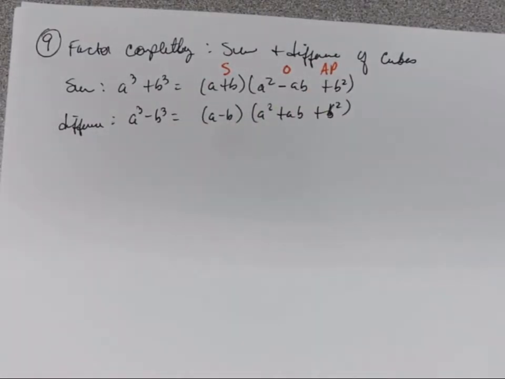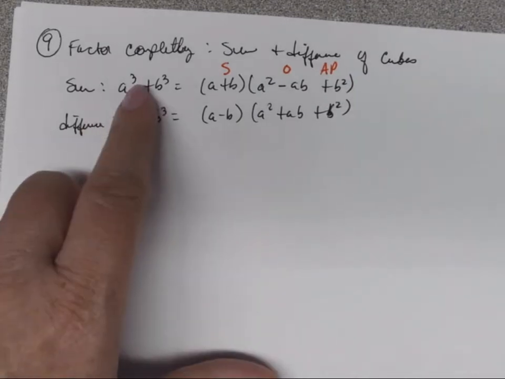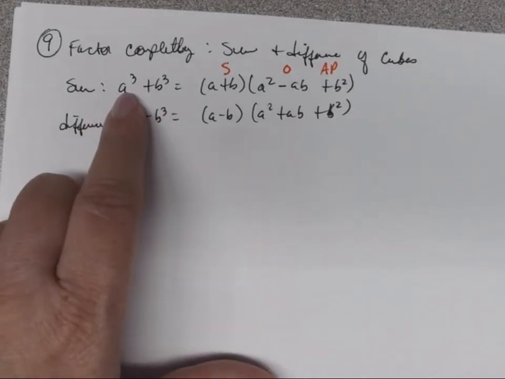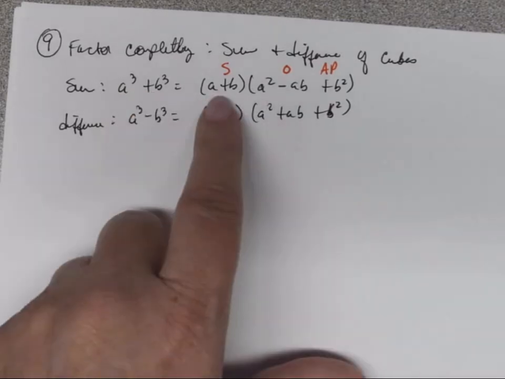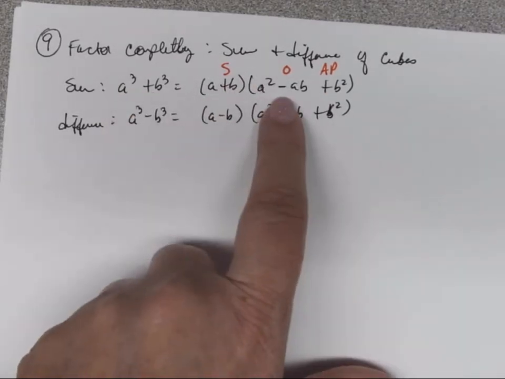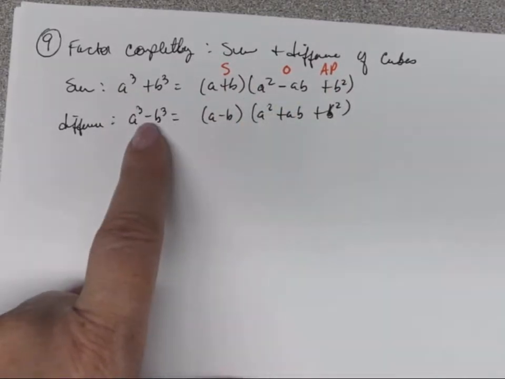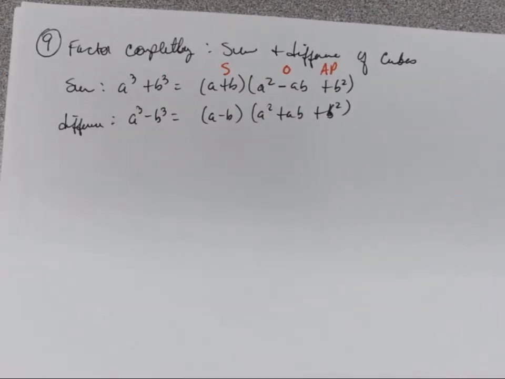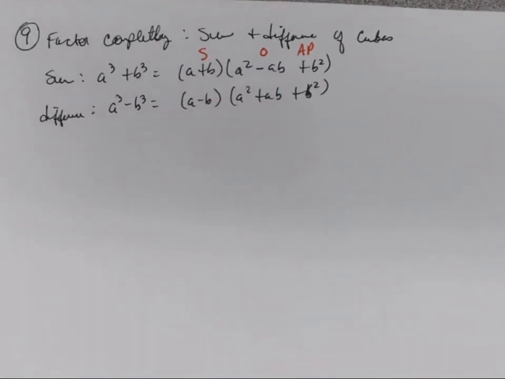So if I know it's an a and a b and an a squared, an ab and a b squared, I know what the formula is, because if it's a plus, this will be a plus, that one will be a minus, that'll be a plus. If it's a minus, then a plus and plus. So SOAP is a way to remember that.